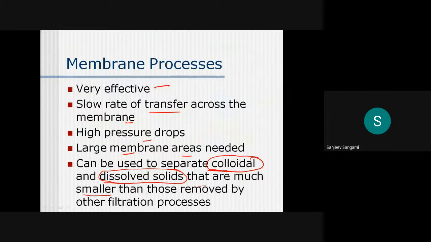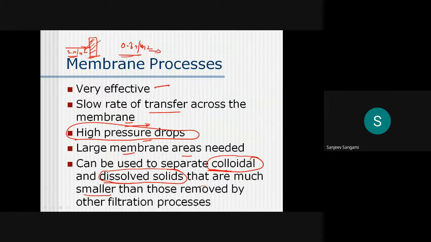One major drawback in this process is the high pressure drop. What happens is that when it is moving from one direction to the other, assume it is moving with 1 Newton per meter square, when it comes near the membranes, suddenly it drops to 0.1 Newton per meter square, or even lesser. This we can call the pressure drop.